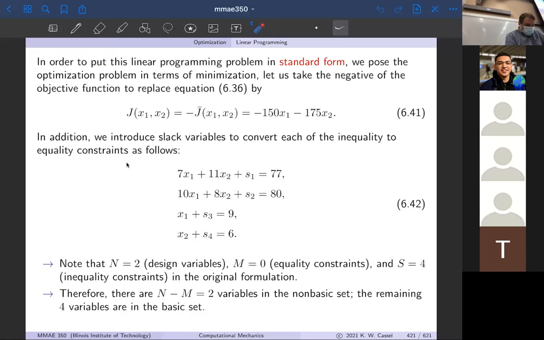Same thing for the second inequality constraint. We had 10x1 plus 8x2 is less than or equal to 80. Add in another slack variable plus S2. That takes up the slack between the left side and the right side of the inequality in order to make it an equal sign. X1 has to be less than or equal to 9. So to take up the slack, we incorporate an S3. X2 has to be less than or equal to 6. So to take up the slack, we introduce S4. So it's that easy. Does everybody understand slack variables?